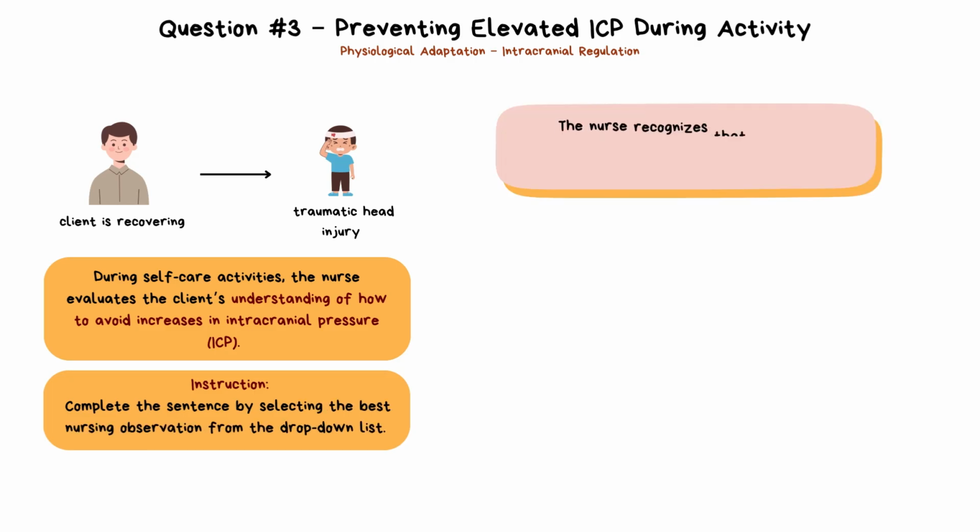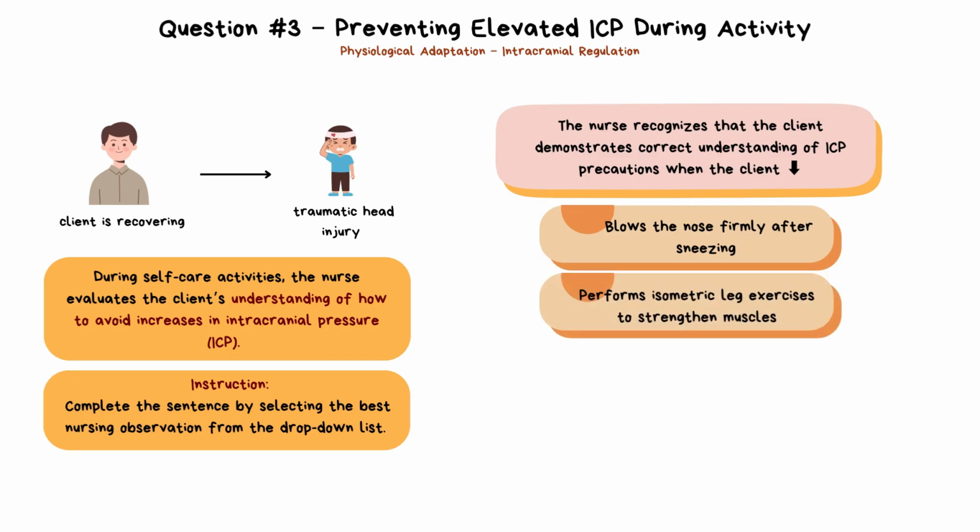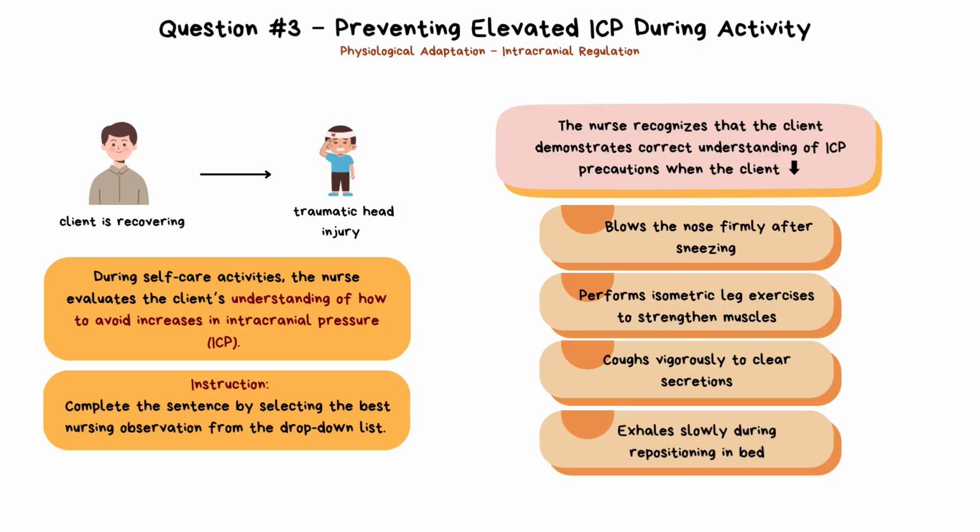The nurse recognizes correct understanding when the client: Option 1. Blows the nose firmly after sneezing. Option 2. Does isometric leg exercises to strengthen muscles. Option 3. Coughs vigorously to clear secretions. Option 4. Exhales slowly while repositioning in bed. Think for a moment. Which action actually prevents a spike in pressure inside the head?